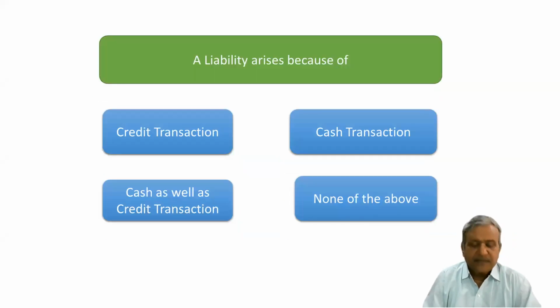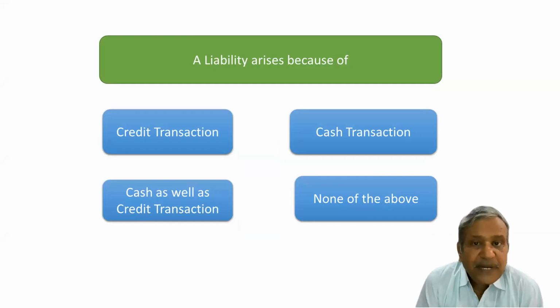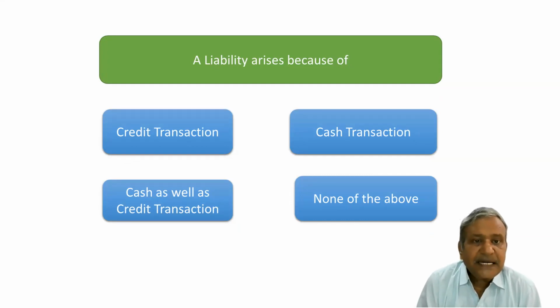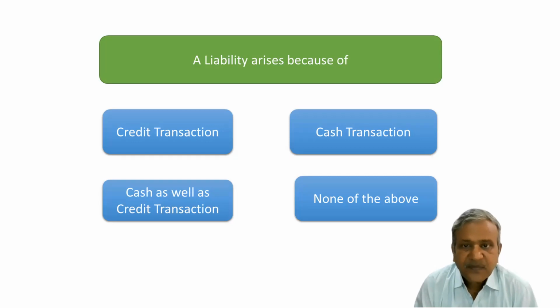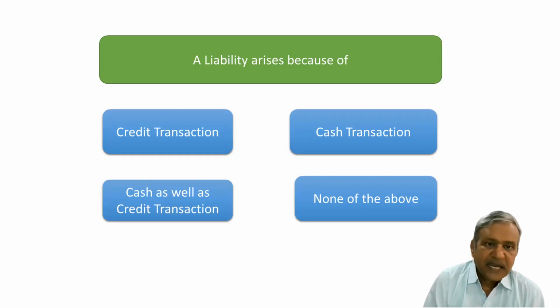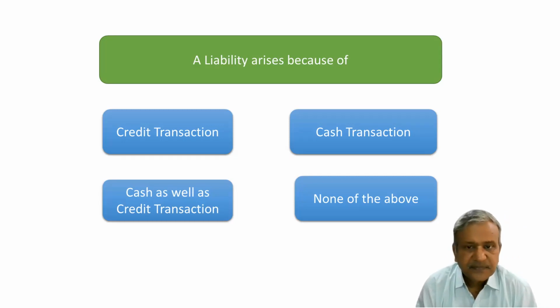Number 5. It's very, very important. How does a liability arise? Because of credit transaction, cash transaction, cash as well as credit transaction, or none of the above.